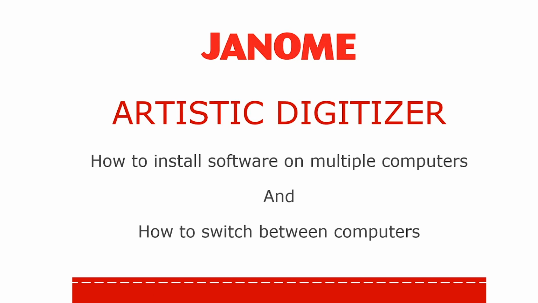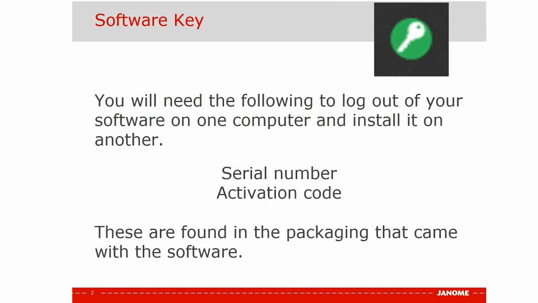This video will help you to install your software on multiple computers and how to switch between computers. You will need the following to log out of your software on one computer and install it on another: your serial number and your activation code. These are found in the packaging that came with the software.